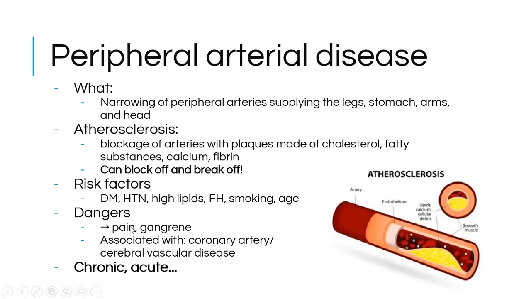In terms of dangers of peripheral arterial disease, it leads to pain, but it can also lead to gangrene, so you can lose bits of limb from it. The atherosclerosis doesn't just take place in the legs and the arms, it also takes place in the heart and in the brain. So it's associated with coronary artery and cerebral vascular disease. So if someone comes to you with peripheral arterial disease, they've probably got a lot going on.